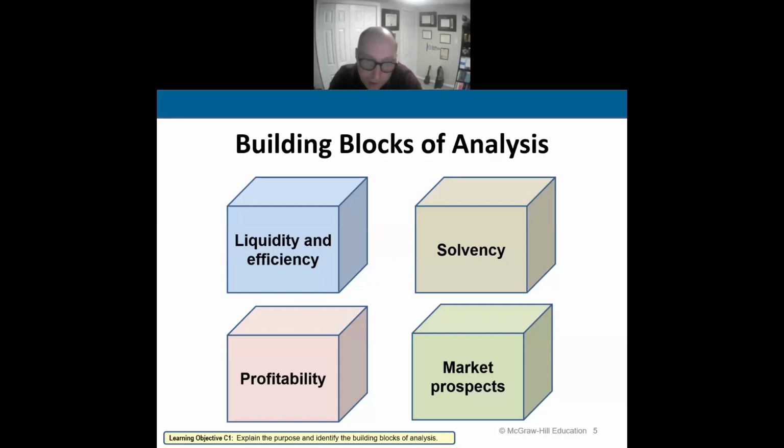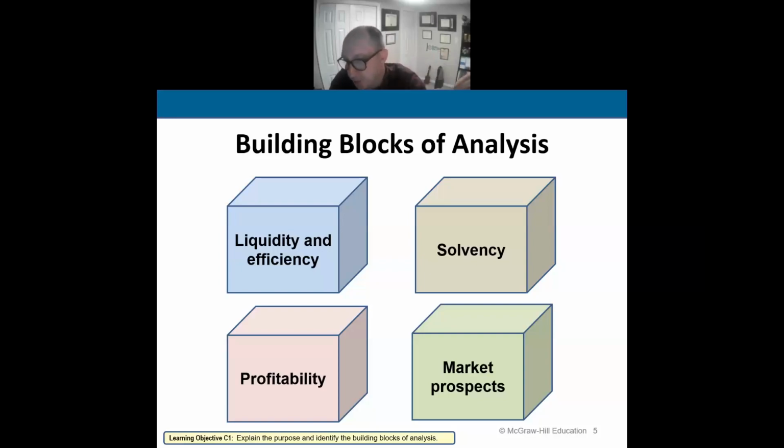Liquidity is, does the company have the ability to convert its assets into cash? Assets into cash. Does the company have the ability to sell its inventory? That's liquidity. If the company has the ability to sell its assets, that means it's liquid. So when you hear liquid, think cash.